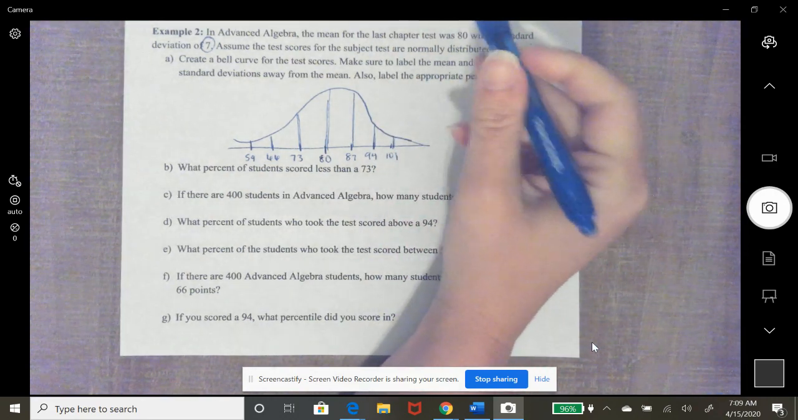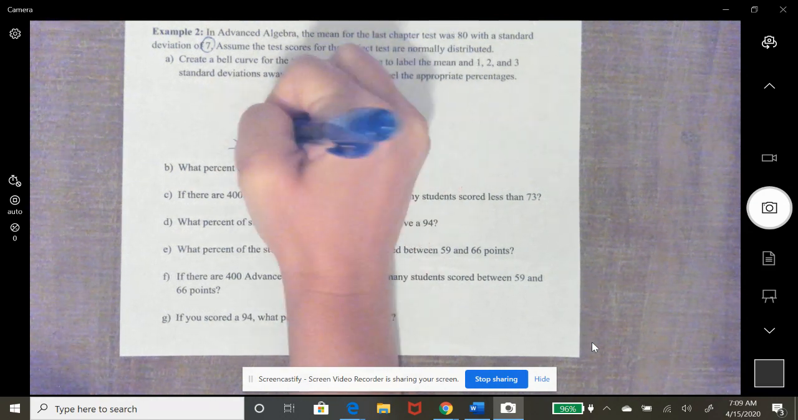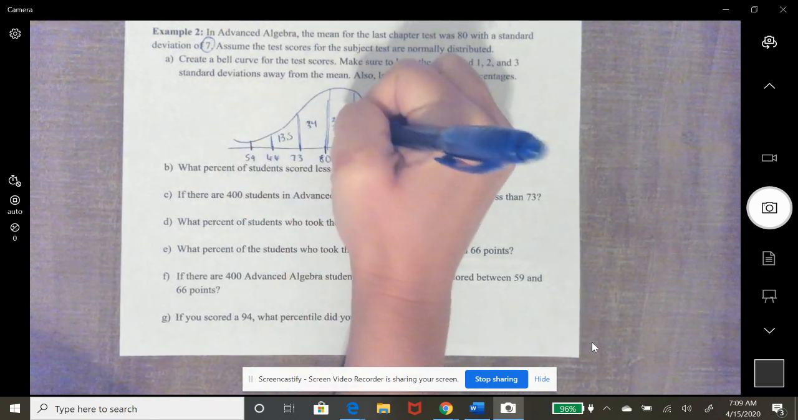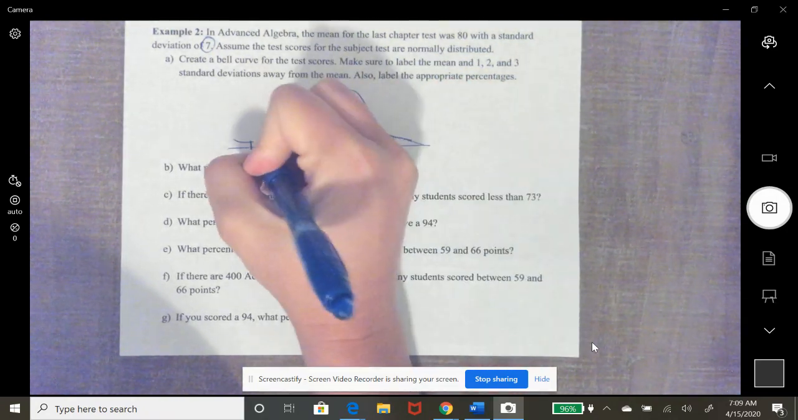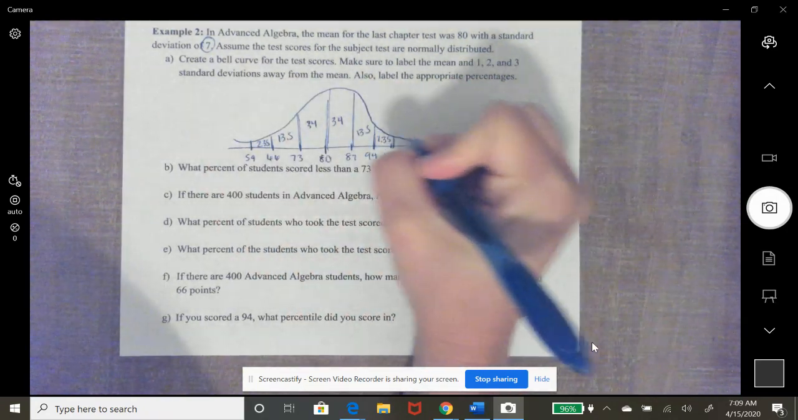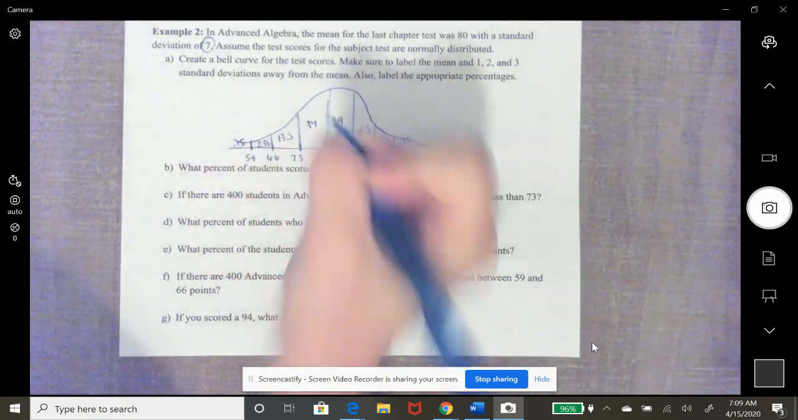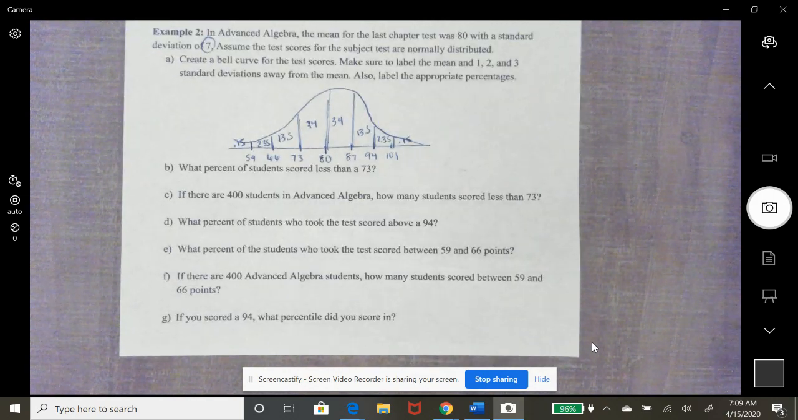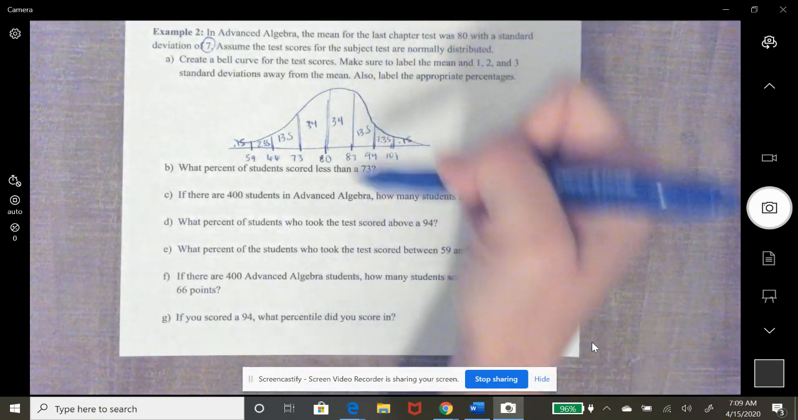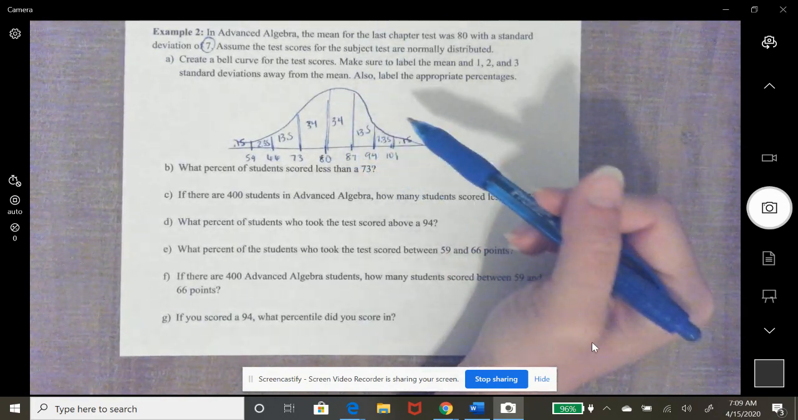Okay, so we're just going to copy those same ones. So 34 and 34. 13.5, 13.5. 2.35, 2.35, and then out on the end is 0.15. Okay, so that's what you want to do every time: just figure out those numbers and then get the percentages and copy them down. And then once you have that, basically all we're doing is reading this chart.